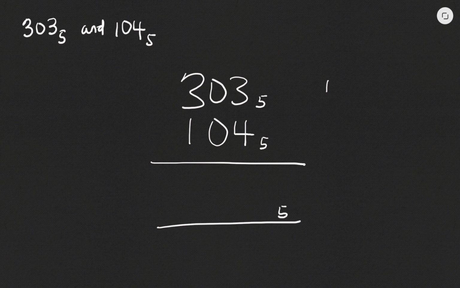I write down that 1. It will be left with 2, so I write 2 here, the remainder. So I come to 0 and 0. 0 plus 0 is 0, plus the one that we carried initially makes it 1.